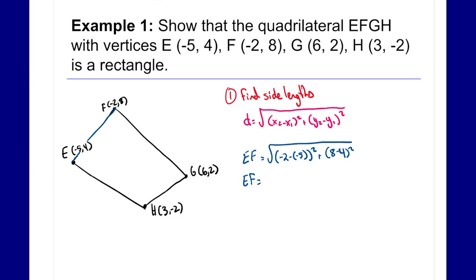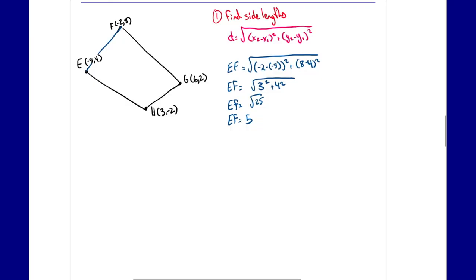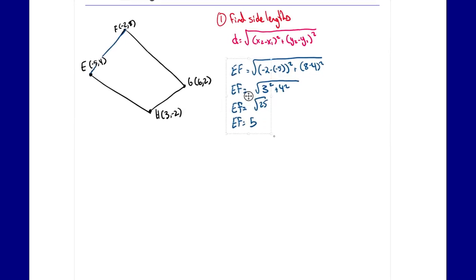Length is equal to the square root of 3 squared plus 4 squared. I get 9 plus 16, or the square root of 25, which gives me a length of 5. So I have side EF. Actually, I'll leave that there. We're going to go through and find HG next, just to make sure that these two are the same.